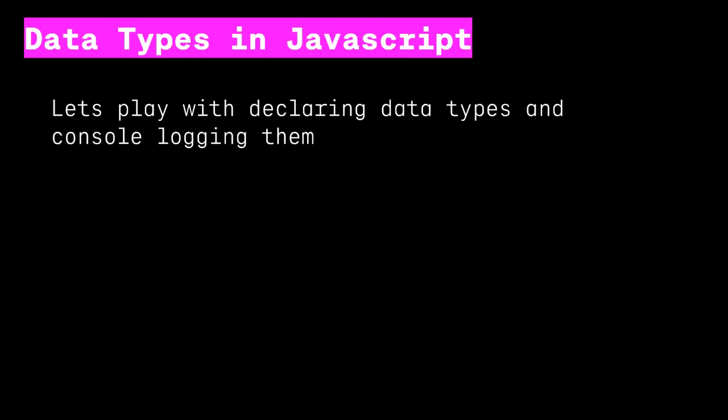Okay, all right. Now if you can read the slide, it says data types in JavaScript. So let's play with declaring data types and console logging them. We will work with console logging some of the data types and declaring some data types with var, let, and const, and let's try to console log them and learn more about data types.